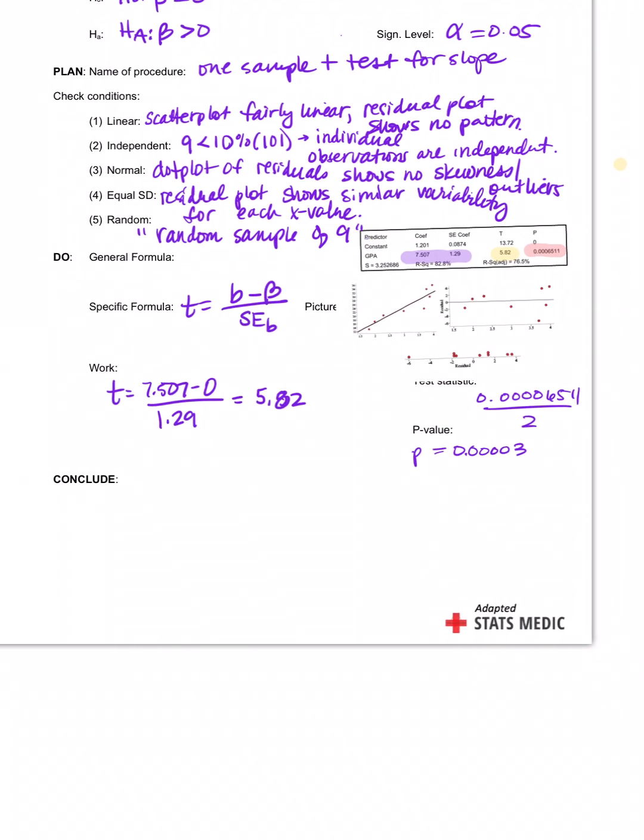Now, drawing our conclusion. We've done this before, right? Connect alpha and p-value. So we would say since 0.00003 is less than 0.05, what are we going to do with that? Good. We reject the null. Then what does our next sentence always start with? Yeah, we have convincing evidence.